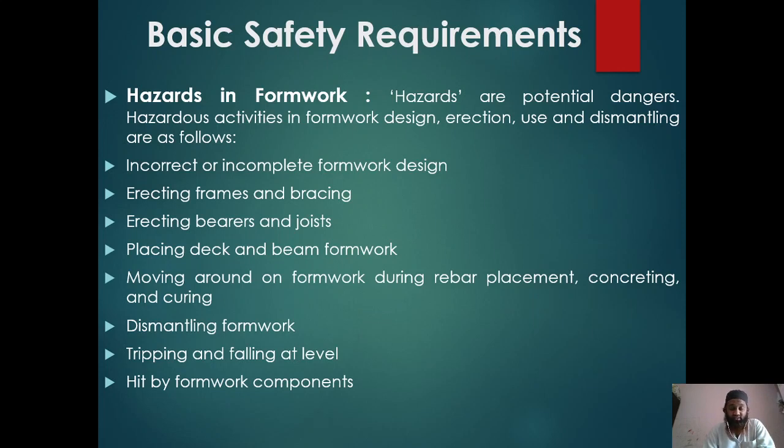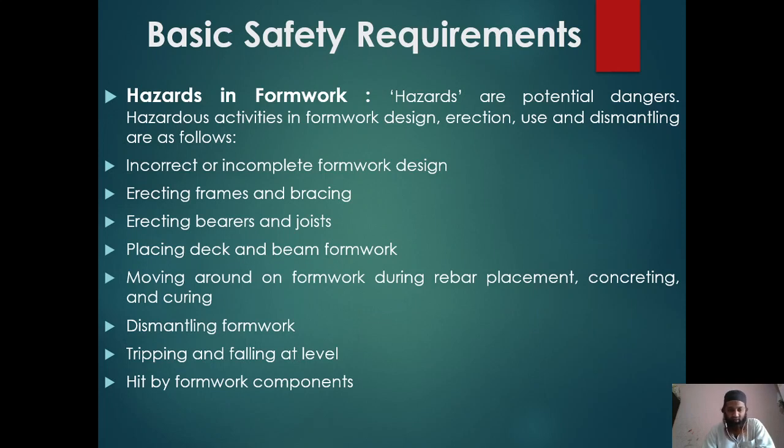Erecting frames and bracing. If bracings are not provided, then what happens? Sometimes these formwork come down during the time of casting. Erecting bearers and joists. If, as I told you, props are not provided and ballies are not provided, then there are chances of this formwork coming out. Placing deck and beam formwork. For beam formwork, we place the shuttering at the sides, we place the centering at the sides. Even they should be stiff enough to resist the load.